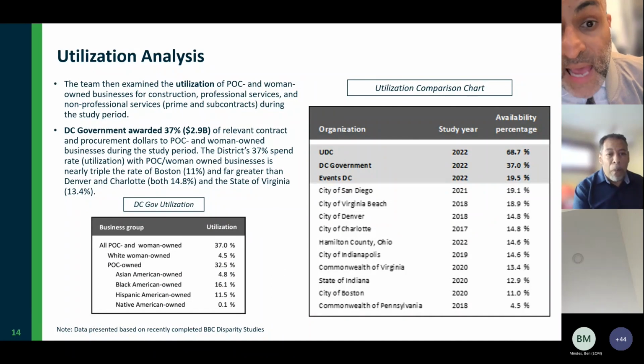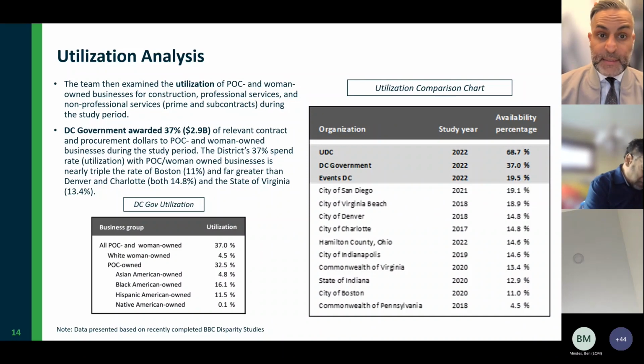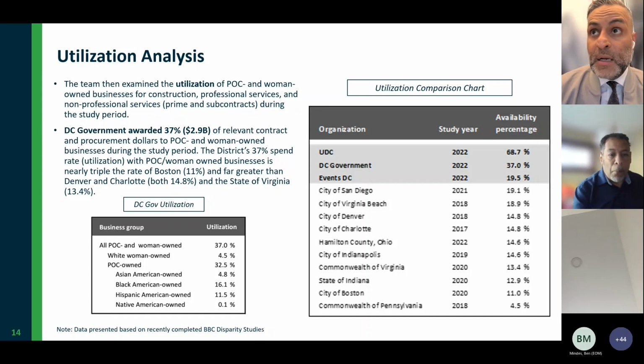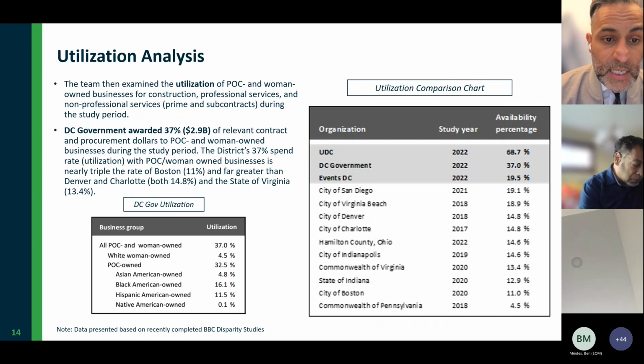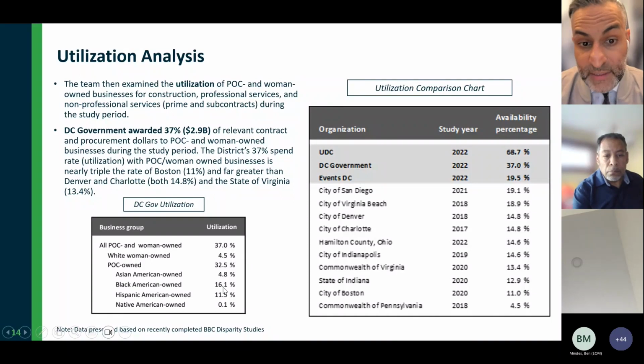We also looked at the actual dollars that DC government awarded to POC and woman-owned businesses during the study period. And we looked at that both overall and also broken down by different industries and various factors. And what that analysis showed is that during the study period, $2.9 billion of the contract and procurement dollars that DC government awarded during the study period actually went to POC and woman-owned businesses, both as prime contractors and subcontractors. And in terms of participation, that was again led by Black American-owned businesses.